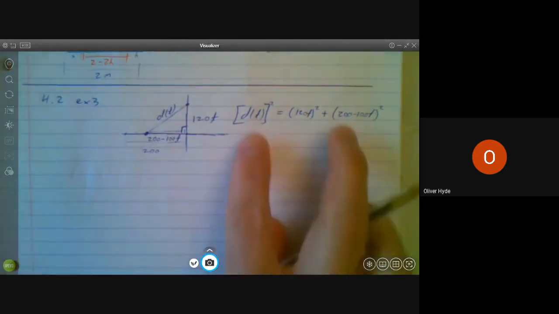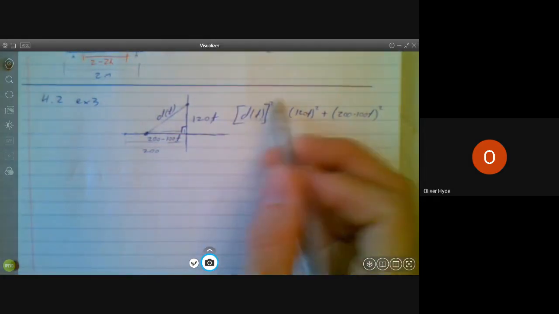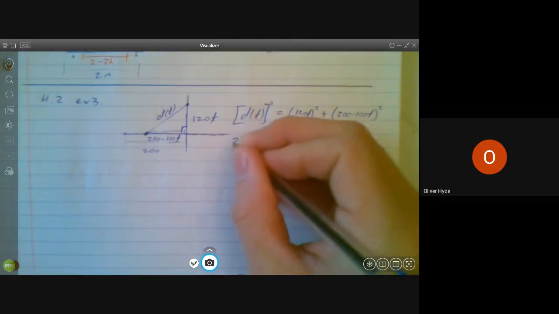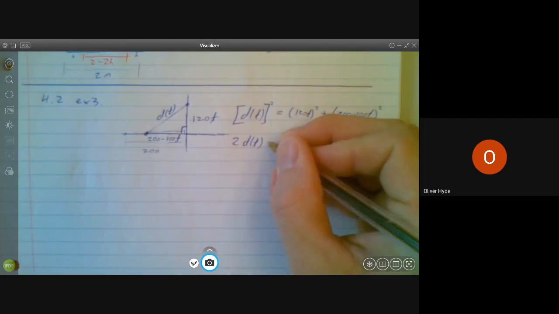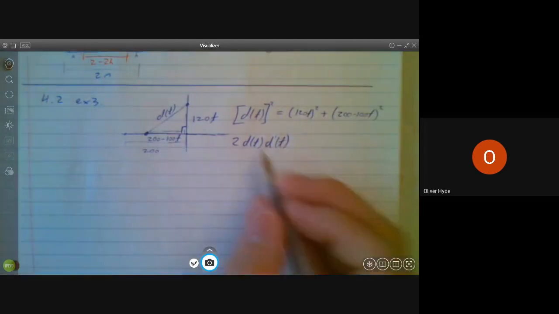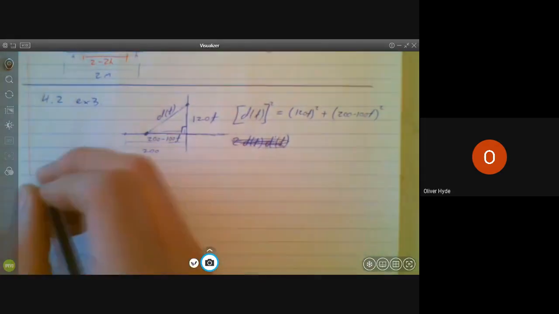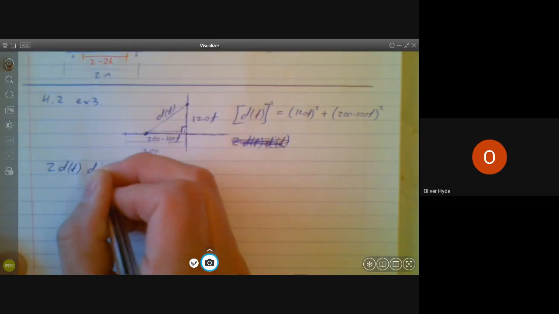So I'm going to differentiate implicitly on both sides. I'm going to take the derivative of d of t squared with respect to d of t. That'll be 2 times d of t, multiplied by the derivative of d of t with respect to t. We call that d prime of t. I regret doing this over here. Let's just move for more room. 2 d of t times d prime of t.